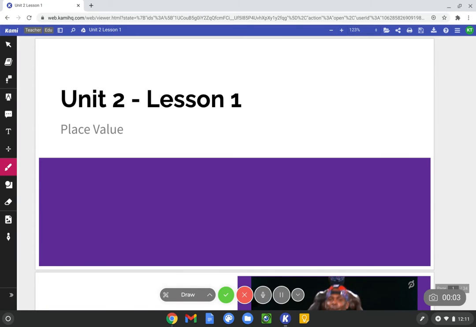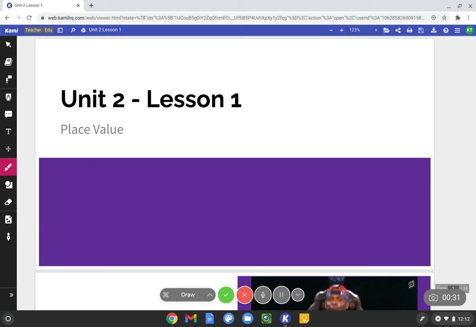Bronx Middle School Math. We are done with Unit 1. We are moving on to Unit 2. Unit 2 is all about place value, the powers of 10, how we add, subtract, multiply, divide, how numbers get bigger, smaller, place values increase, decrease. We're going to do it all in Unit 2, and it's going to be fun. Unit 2 is a really fun lesson.